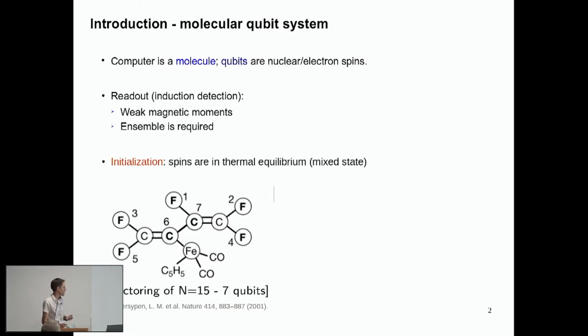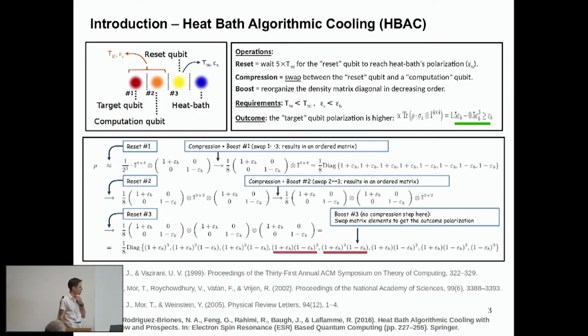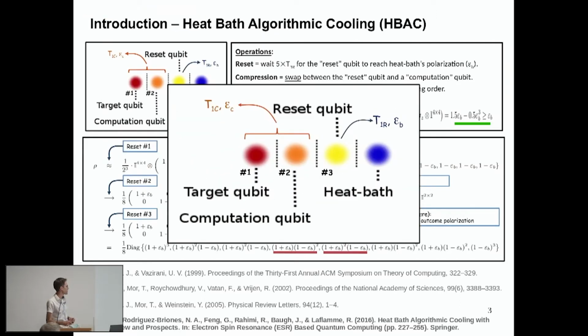Initially, you would get the spins in a thermal equilibrium state, in a highly mixed state, and there's no general easy way to initialize them to a pure state. But heat bath algorithmic cooling is a method that may be used to initialize the system. It's a method developed a while back, amongst others by Tal Mor and his group from the computer science department in the Technion. I intended initially to give a relatively thorough explanation of what it is, but for the sake of time, I'll give a very hand-wavy explanation.